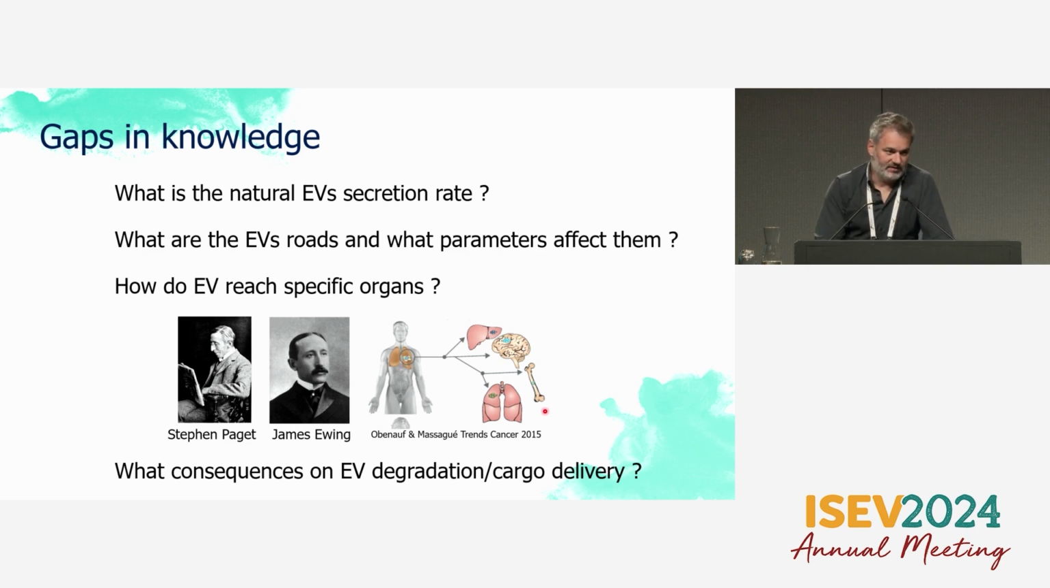Finally, what are the consequences of these different patterns of biodistribution on the function of EVs? And I mean more precisely on the balance between EV degradation and EV cargo delivery. This is fully unknown yet.